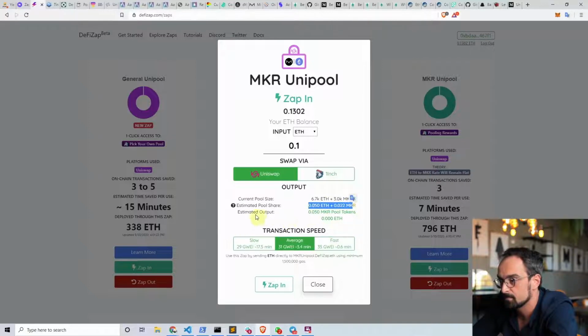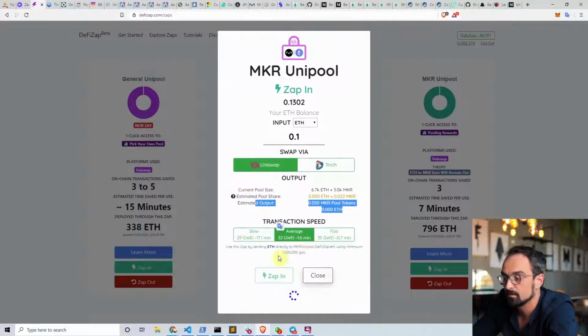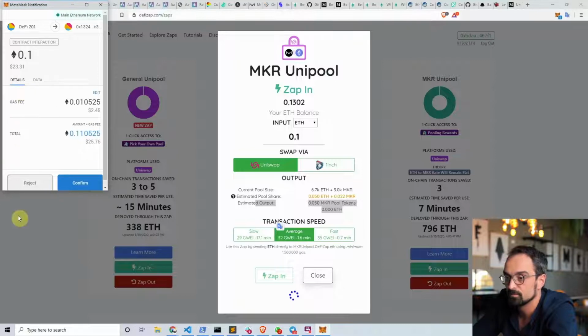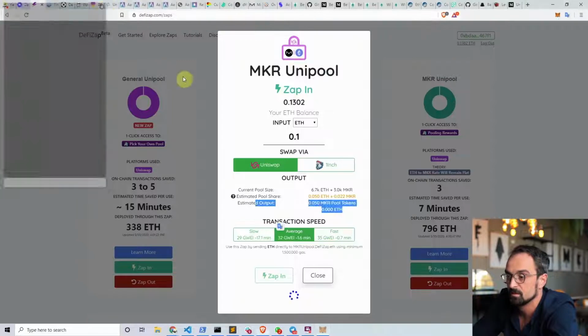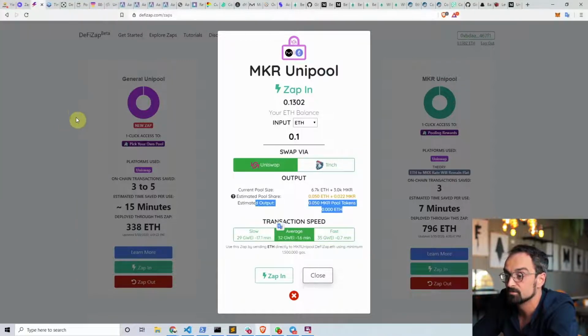And then automatically it will give me a small amount of ETH and a small amount of Maker. And I will get 0.05 Maker pool tokens. As you can see, this is quite interesting. And I zap in. Then you can see here, I have to confirm the transaction. And actually the gas fees are pretty low. It's only $2 for me to make this transaction. If I would go directly to Uniswap or to 1inch, the fees for this would be significantly higher.